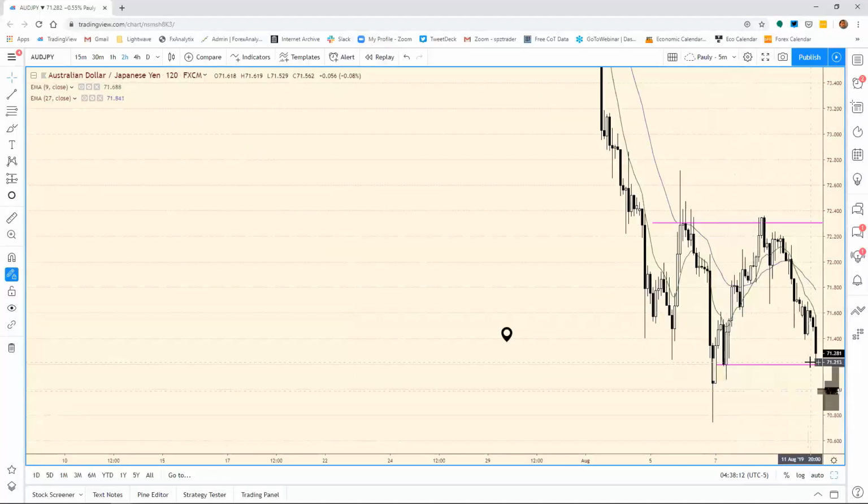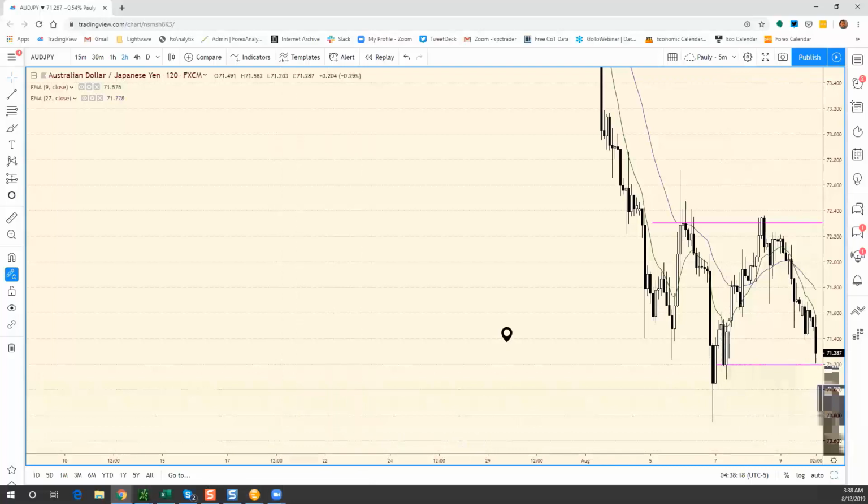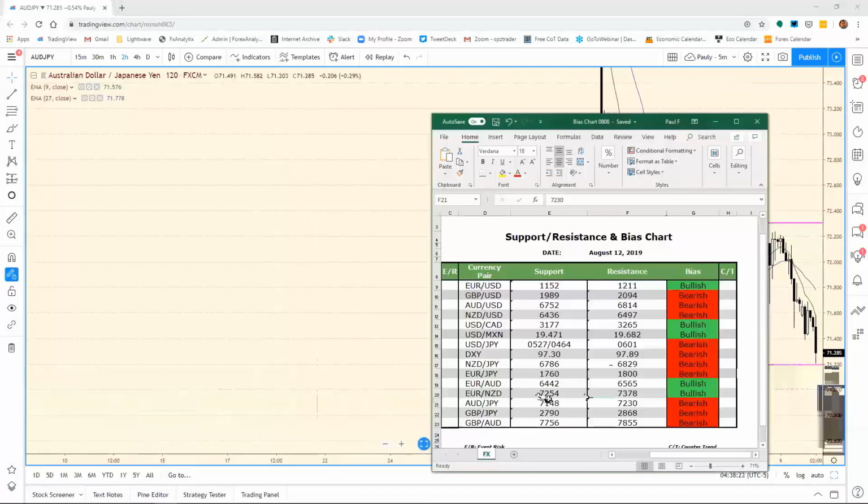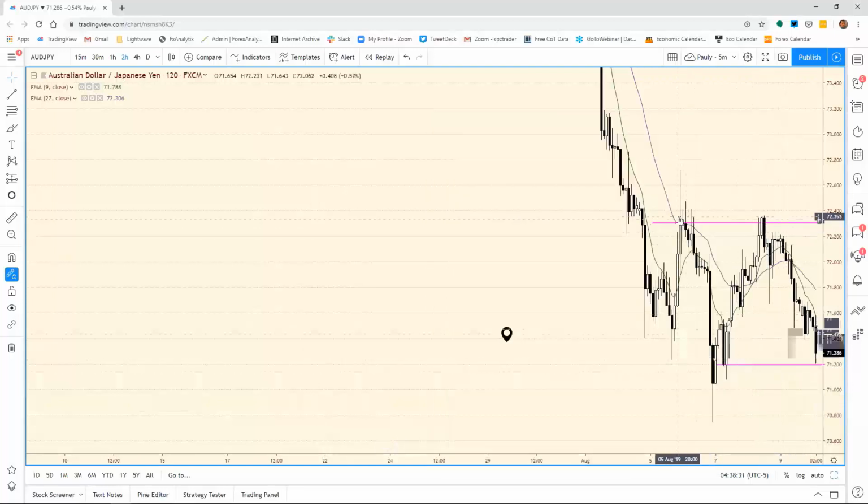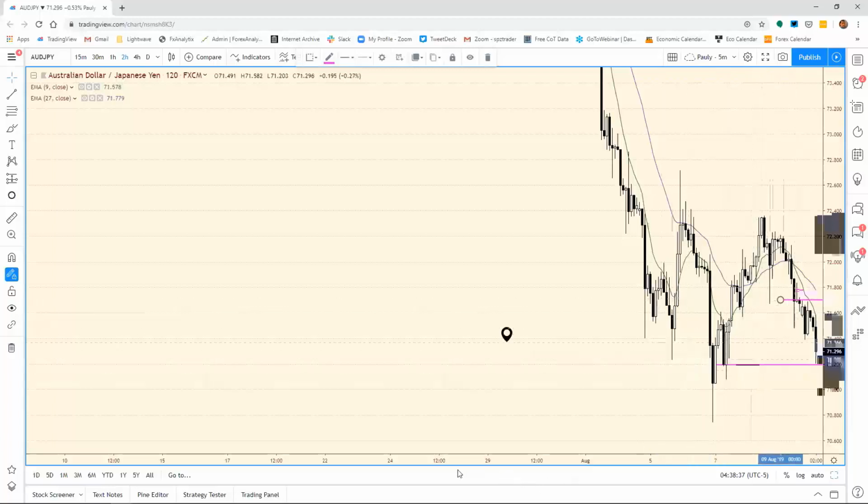71.20. We actually got as low as what? Actually 20 or 21. So let's go with 71.20. I think, like I said, I think the yen will be okay here. So 71.20. Resistance. You see it right there, 71.71.